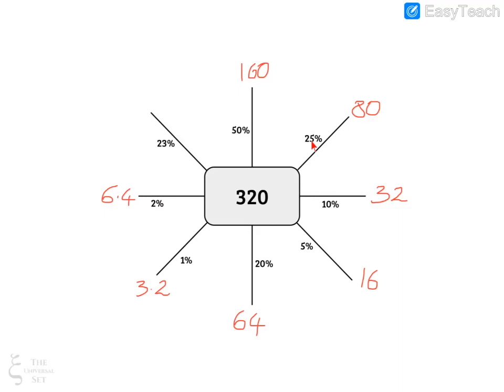So 25% take away 2%, that'll be 23%, so that means I've got to do 80 take away 6.4. And I'm just going to do a wee chimney sum for that. 80 take away 6.4, making sure we line everything up really carefully.